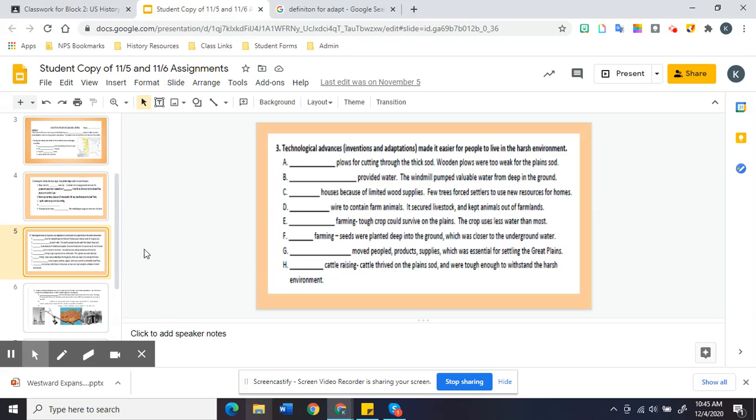So we are going to get on to slide 5, technological advances, which are the inventions and adaptations that made it easier for people to live in the harsh environment that was the Great Plains.